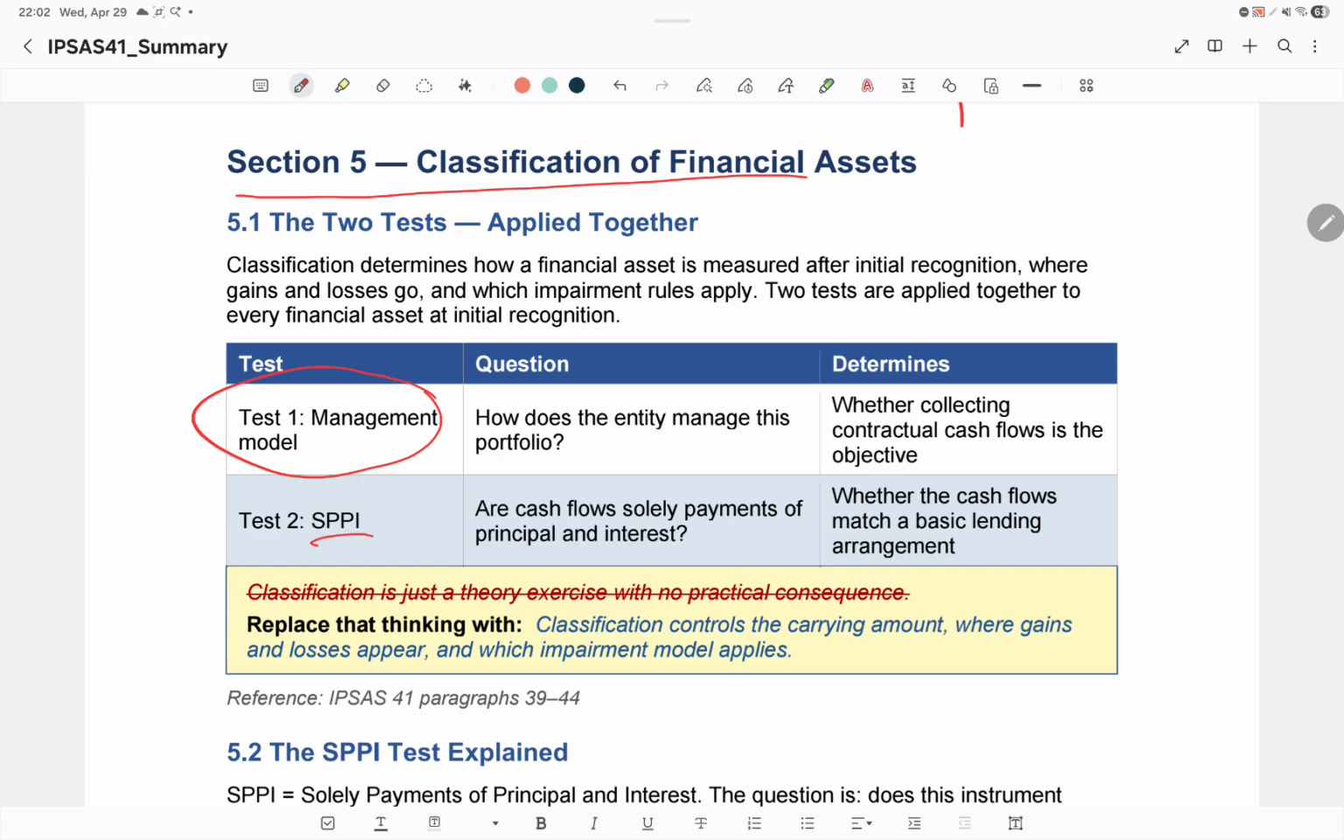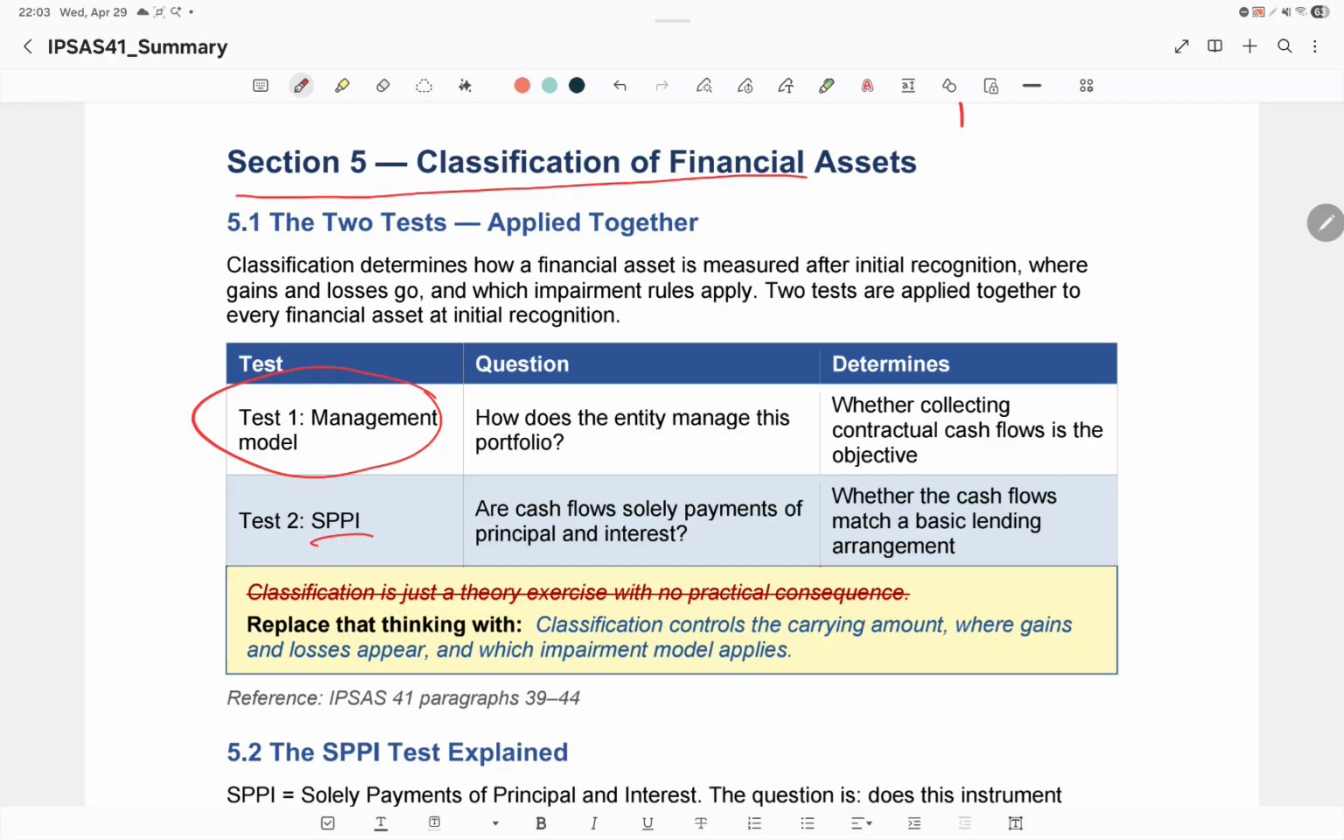So is it held for principal and interest? And most of the times that interest is based on the closing balance times the interest rate, and you pay first the interest, and then the principal, and that is the SPPI test. But if there is something related to profit, something that fluctuates, then it fails the test. The question is whether the cash flow matches a basic lending arrangement. So those are the two tests.